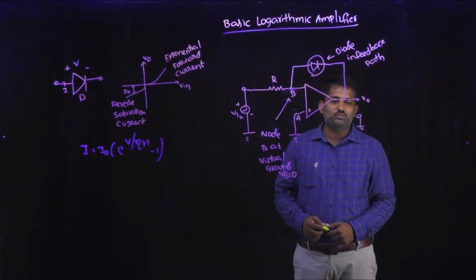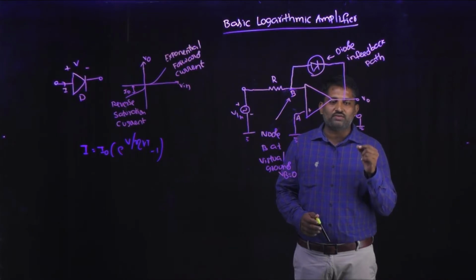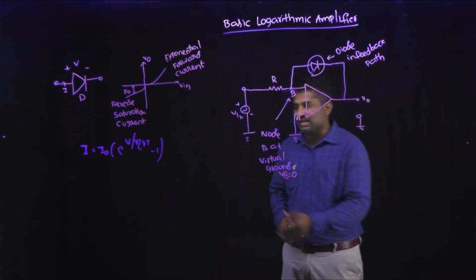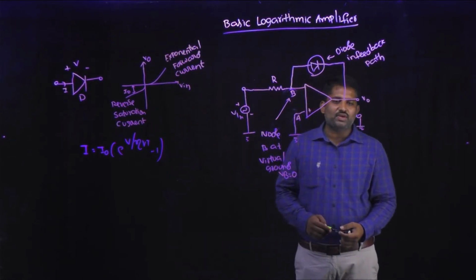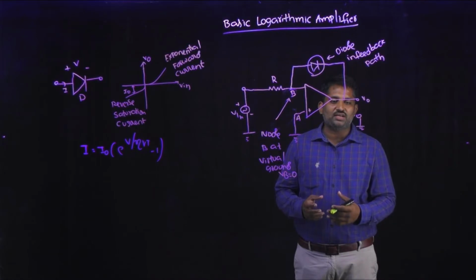K is Boltzmann's constant, which is nothing but 8.625 into 10 to the power of minus 5 electron volt per degree Kelvin. Generally T will be assumed as room temperature, which is nothing but 300 degrees Kelvin. So Vt is equal to 26 millivolts.